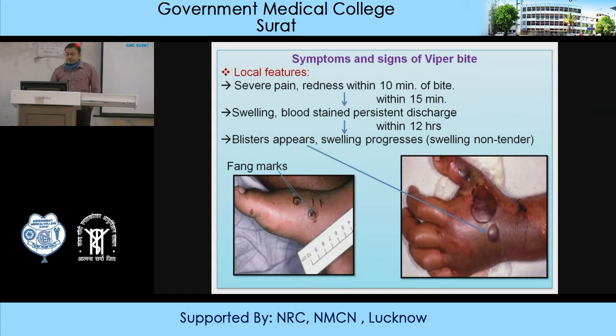Appearance of blisters, swelling progresses, swelling non-tender, and there are two fang marks. You can see in the picture two fang marks, also swelling. In the second picture you can see blister, swelling, redness, as well as blister.